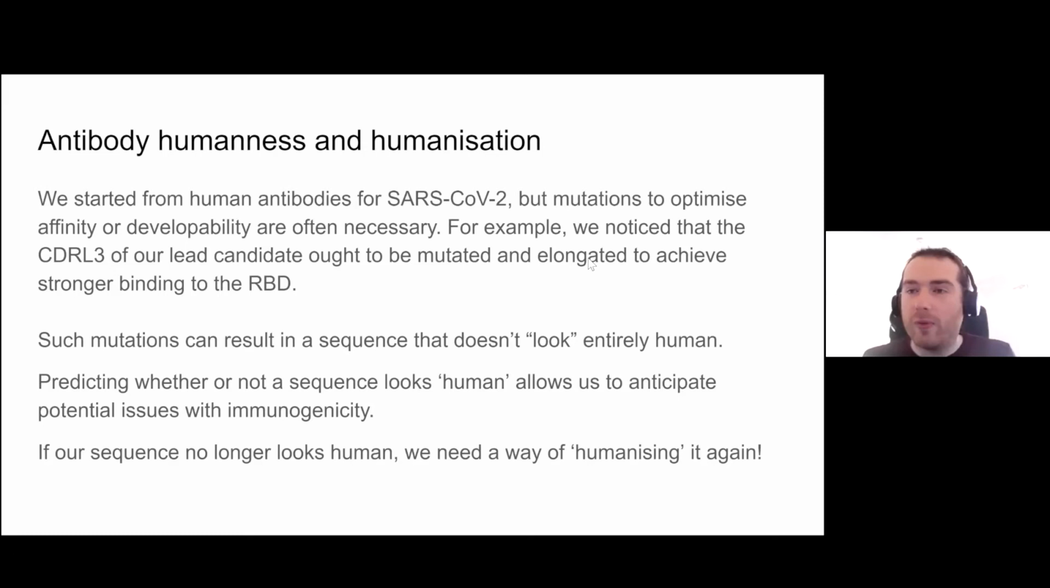This is obviously going to be necessary to make a good antibody, but in the process of doing this, we may end up with a sequence that no longer looks entirely human. We borrowed a light chain that is human, but by making changes to it, it may come to more closely resemble, for example, a mouse sequence, which our immune system is going to be less happy with. So before we even think about trying to solve this problem, we first need to be able to predict whether or not a sequence actually looks human, because this alone will allow us to anticipate potential issues with immunogenicity. And then further, if we conclude that our sequence no longer looks human, we need a way to humanize it again.